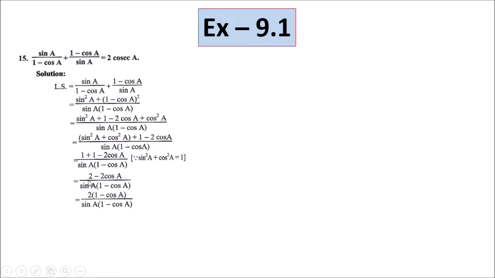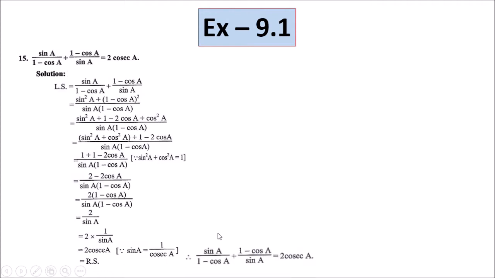You can see there is a 2 common in this numerator, so I took it out, and the remaining part is 1 minus cos a. You can see 1 minus cos a is common in the numerator and denominator, so I removed it. So 2 by sin a is there. 2 by sin a, we can write 2 into 1 by sin a. 1 by sin a means cosec a, that is your right hand side. So I think we proved it.